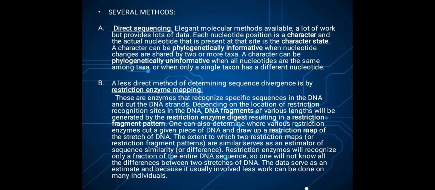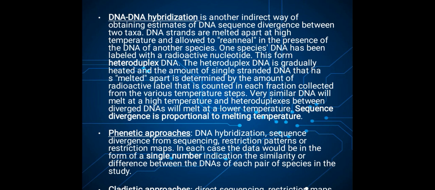The extent to which two restriction maps or restriction fragment patterns are similar serves as an estimator of sequence similarity or difference. Restriction enzymes will recognize only a fraction of the entire DNA sequence, so one will not know all the differences between two stretches of DNA. The data serve as an estimate, and because it usually involves less work, it can be done on many individuals.